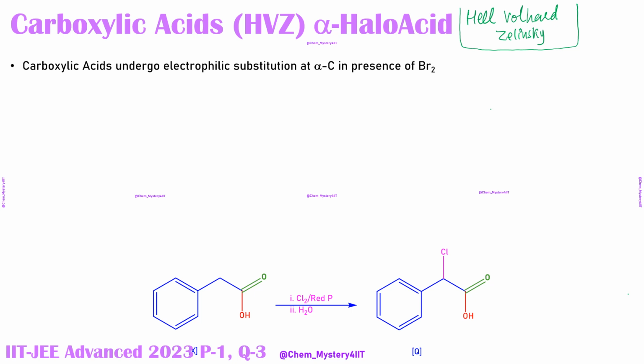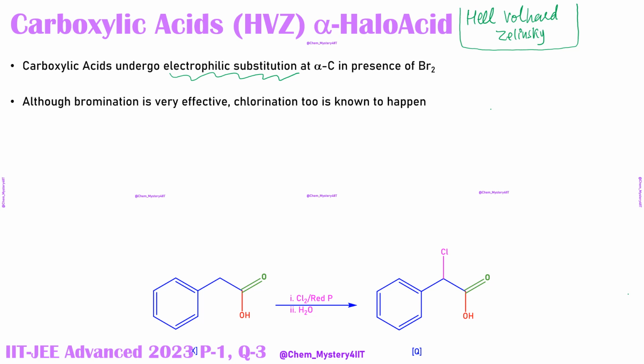So what happens in this HVZ when we have alpha hydrogens present in the carboxylic acid? Usually we do this reaction in presence of bromine. Chlorine also gives fairly good results. And this is actually a kind of electrophilic substitution reaction. Why are we saying electrophilic substitution reaction? Because in this reaction sequence, when we first react this with chlorine or bromine in presence of red phosphorus, we get some acid halide generated.